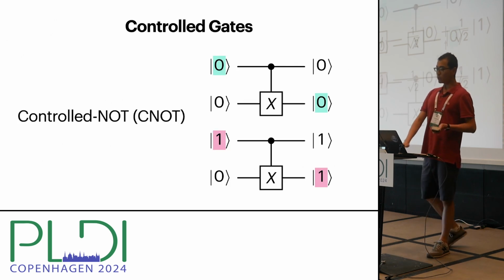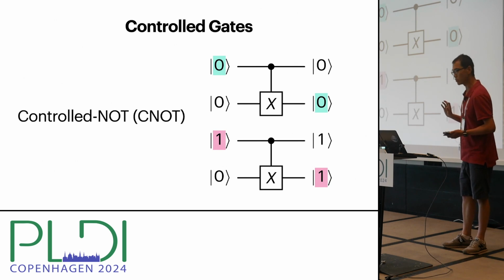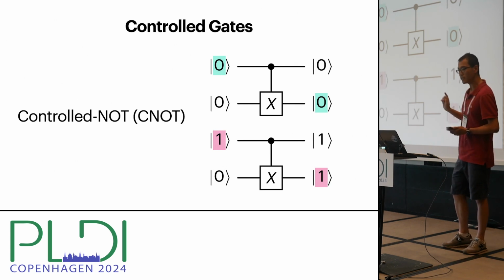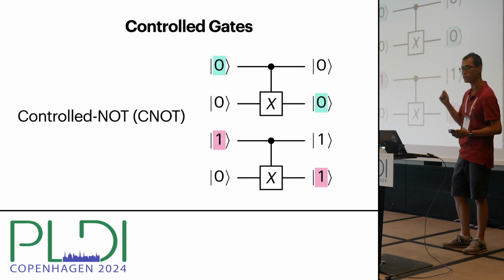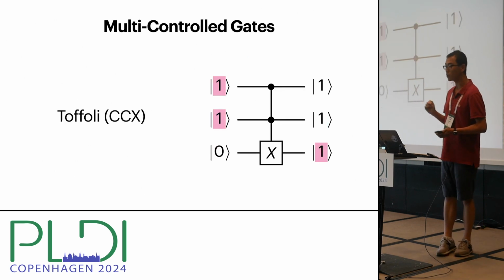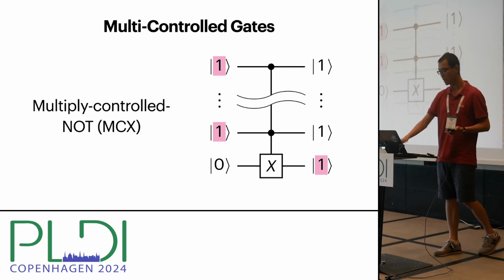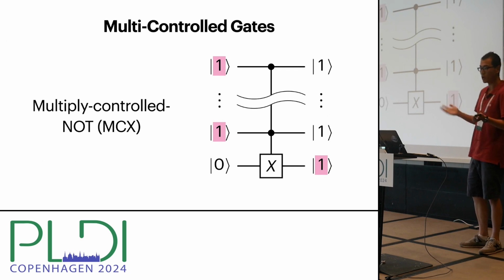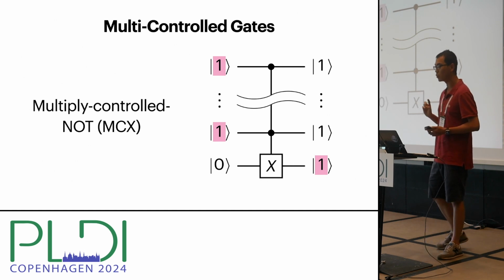One other thing that we're going to want to do is control the execution of a logic gate on the state of another qubit. This controlled NOT gate will flip the state of its second input only if its first input is equal to 1. Otherwise, it'll do nothing. We can generalize this to having multiple controls. This Toffoli gate will have 2 control bits. You can go even bigger and get these things that we can call multiply controlled NOT, or MCX gates, which we'll be seeing a lot more of.